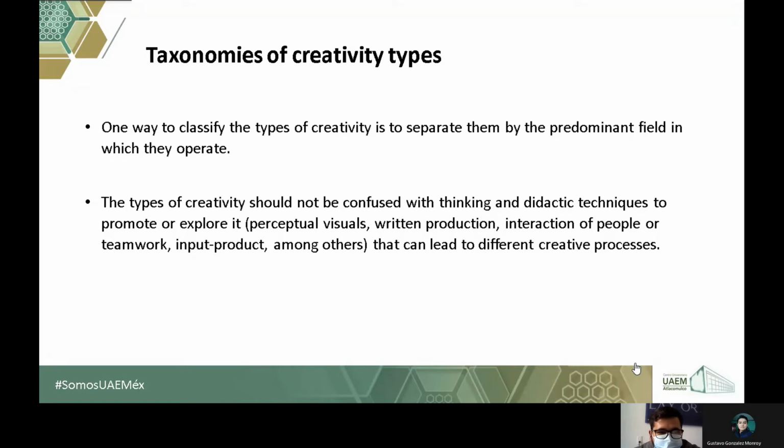The taste of creativity should not be confused with the training and didactic techniques for exploring perceptual visuals, written productions, interaction of people, or teamwork. Input products, among others, can effectively lead to different creative processes, but not charting them in a unique way. It must be recording the types of results.